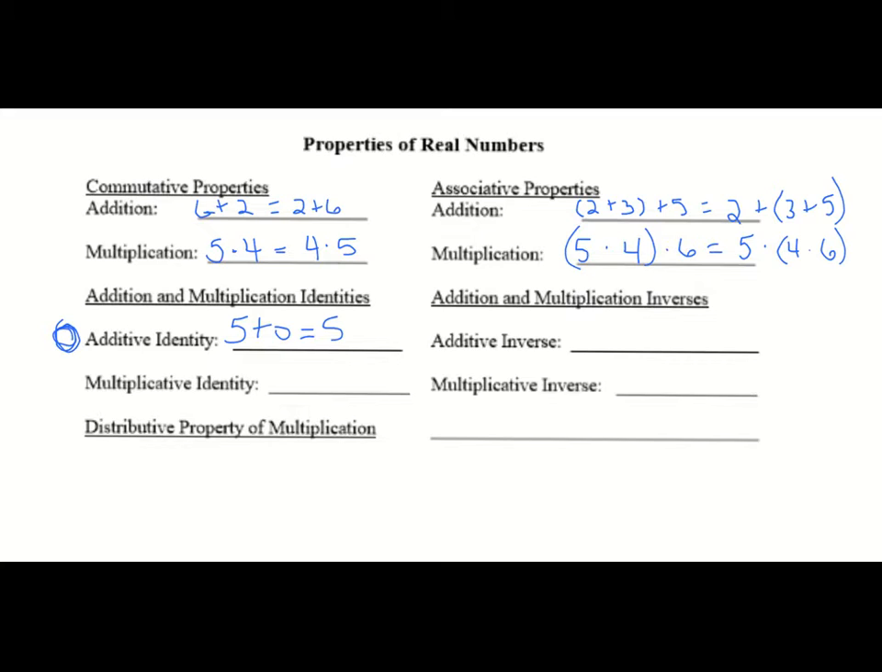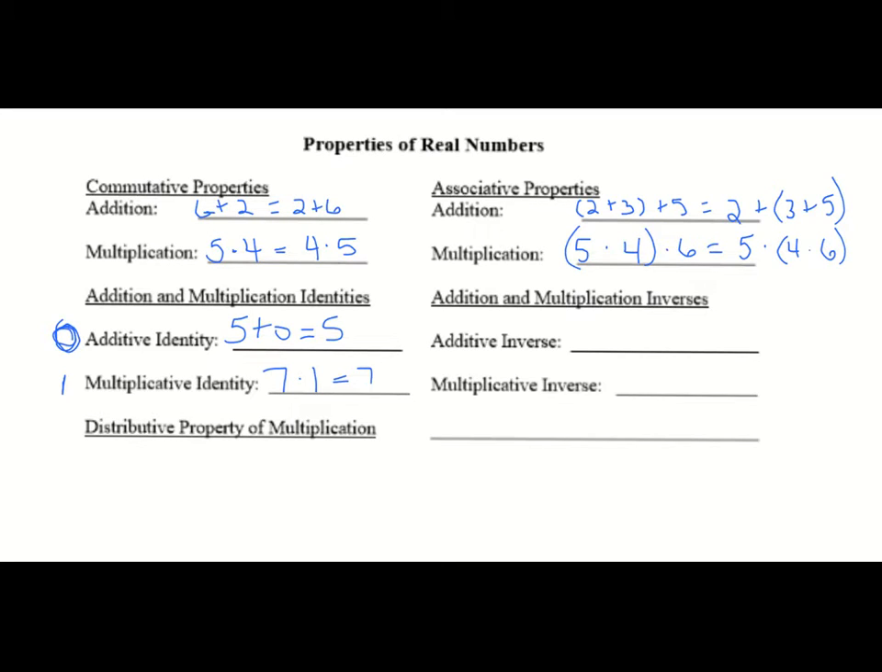The multiplicative identity is going to be 1. Because you have to think, like, what number could you have in a multiplication problem that will help you retain the original number? And so, like, if I did 7 times 1, I still get 7. Or 1 times 7. So the multiplicative identity is 1. The additive identity is 0.